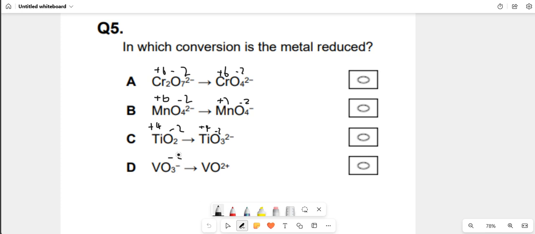Minus 2. So minus 2 times 3 is minus 6, and to make it add up to negative 1, it has to be plus 5, because 5 minus 6 would be negative 1. The ion charge is what I'm adding up to. And then VO2 plus here, this is negative 2 again. And then V has to add up to 2 plus, so I need it to be plus 4, because 4 minus 2 would be positive 2. So therefore this got reduced. It went from oxidation state 5 to 4. That reduced. So it's D.